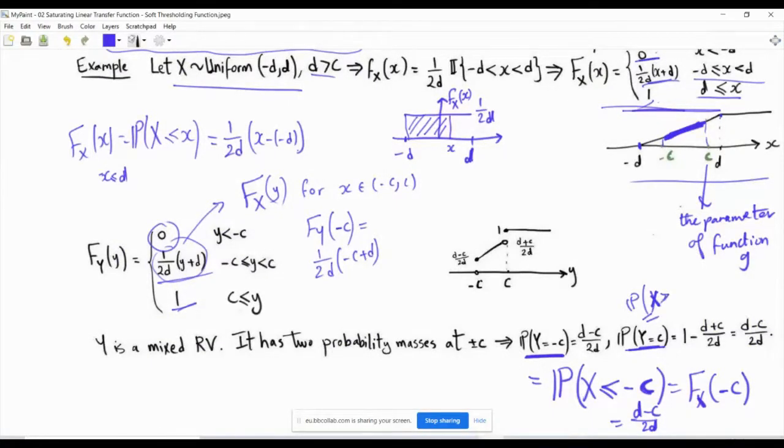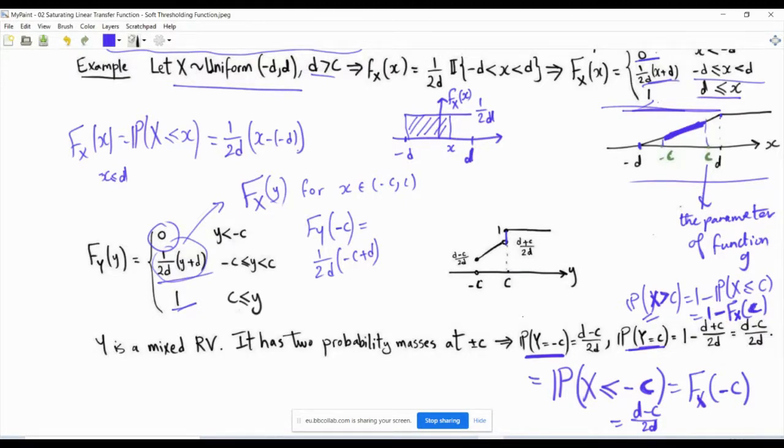So this is the probability that X is greater than or equal to c. X is a uniform random variable, so we don't really care about being greater than or equal to. And so this is 1 minus the probability that X is less than or equal to c. So this is 1 minus the CDF of X evaluated at c. So this will be the jump that you have at c. And it gives you the probability that y is exactly equal to c.